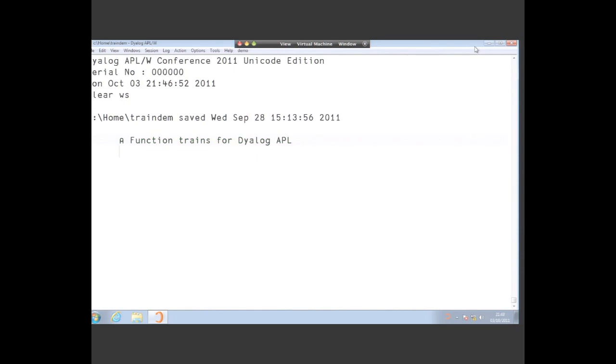So, function trains in Dyalog APL. I've got a script that I'm running, but this is actually evaluating these expressions in the session, and we can go off piste a little bit and try some expressions if we find we need to. So this is a demonstration followed by a question, actually two questions, which I'll need. There'll be questions at the end, so pay attention.